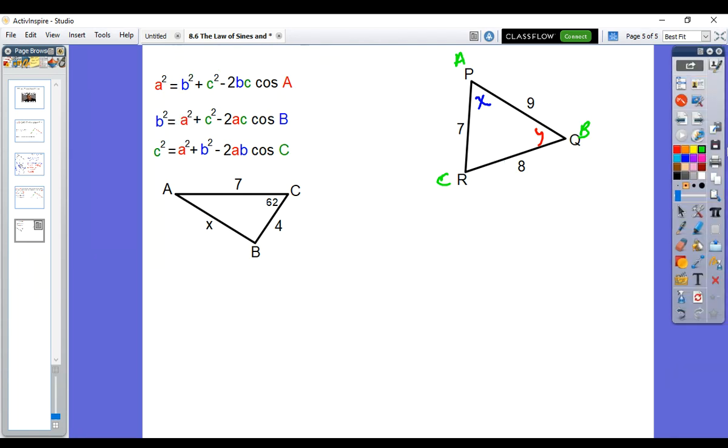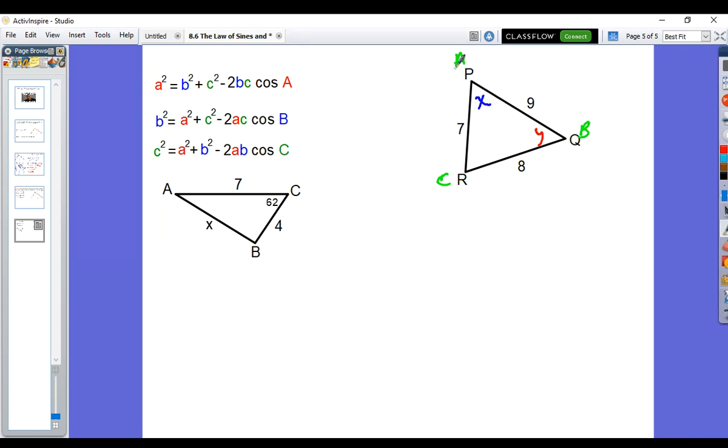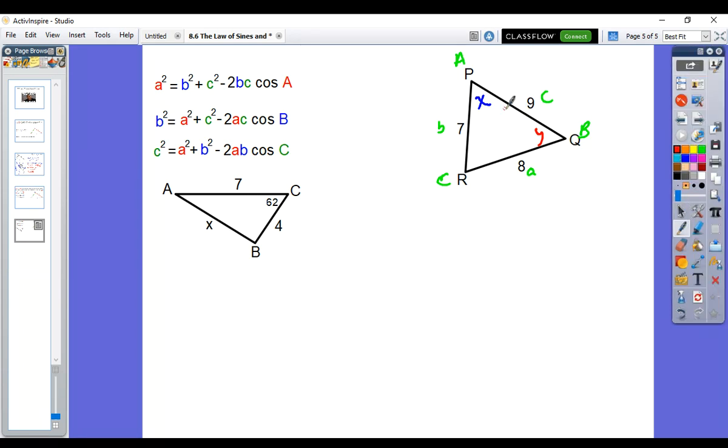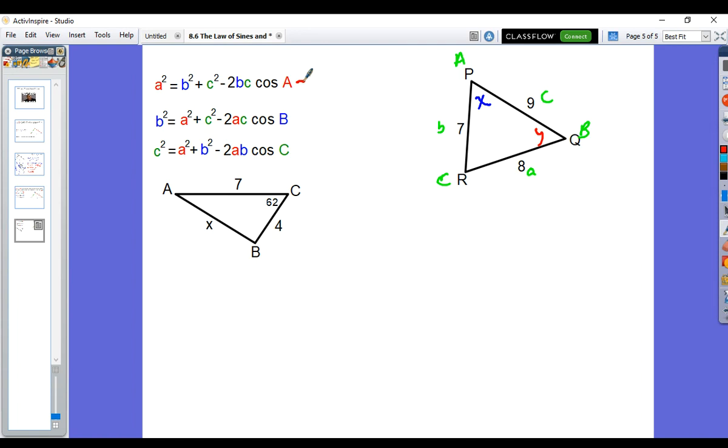In this particular problem, if we call this angle A, that means this is side a, this is little b, and this is little c. To find the value of X in this case, we're going to do this version of it. Our opposite side from angle A is side a right here. So we'll do 8 squared equals b squared, which we're calling 7, plus c squared, which we're calling 9, minus 2 times 7 times 9 times cosine of the angle we're looking for, the X right there. All right, so let's simplify that.